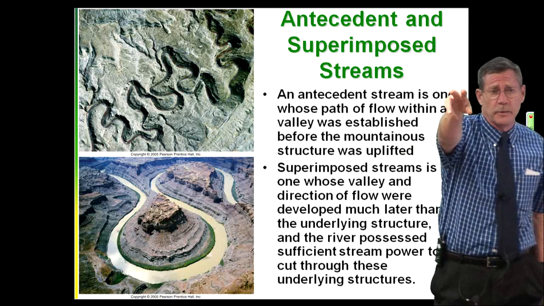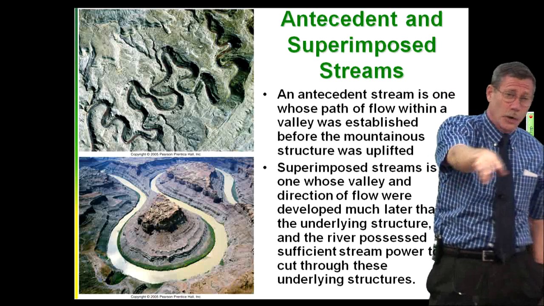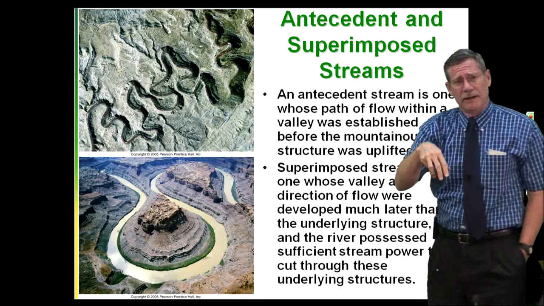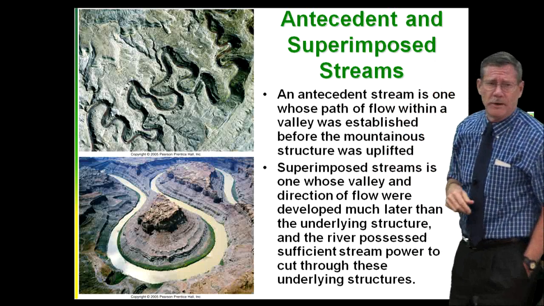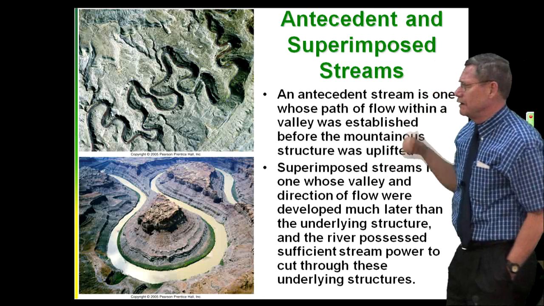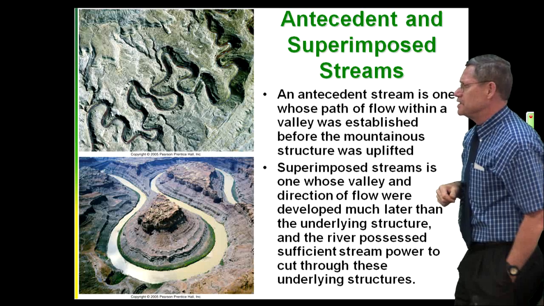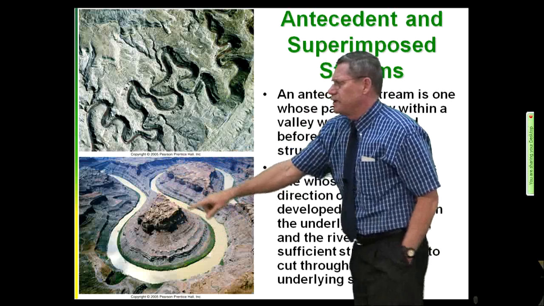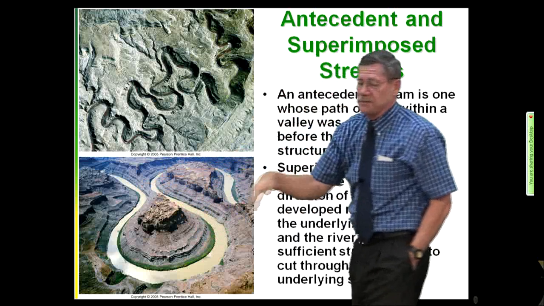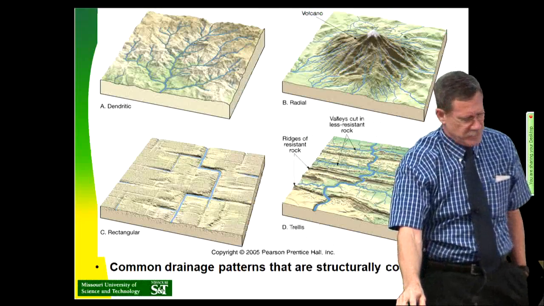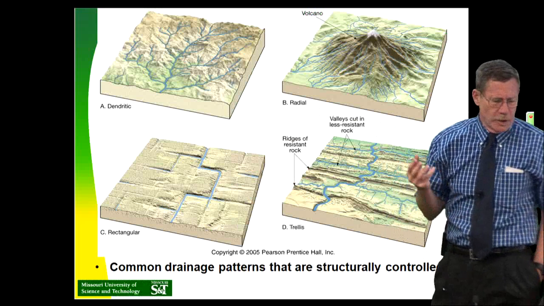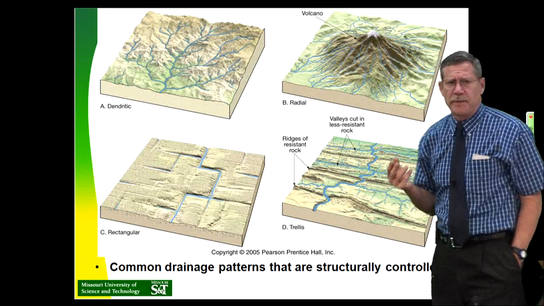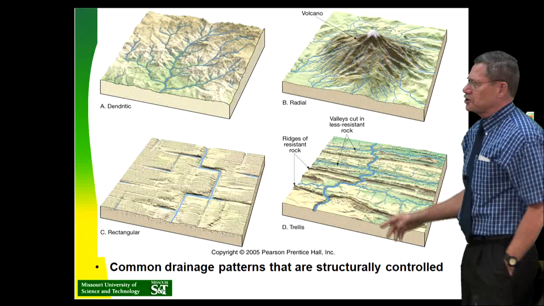So that water's coming from over in the Carolinas, coming across that mountain range and heading over to the Ohio River and thence into the Mississippi River. So that's superposition. And that's why you get things like wind gaps sometimes where the river couldn't keep up, as we're going to see. Okay, so what are some of the common drainage patterns that are structurally controlled?